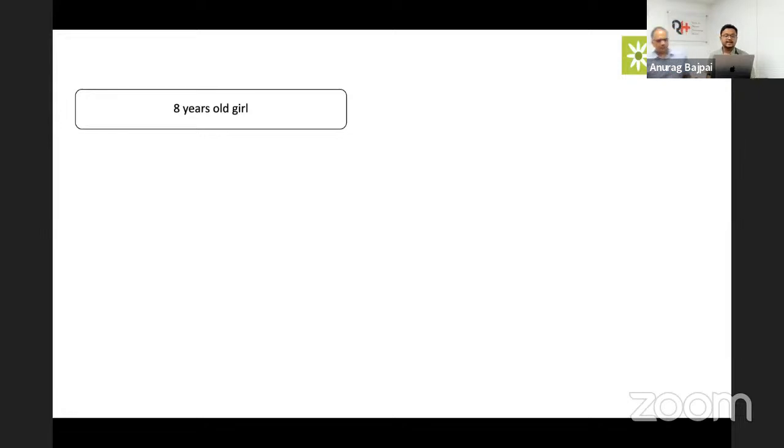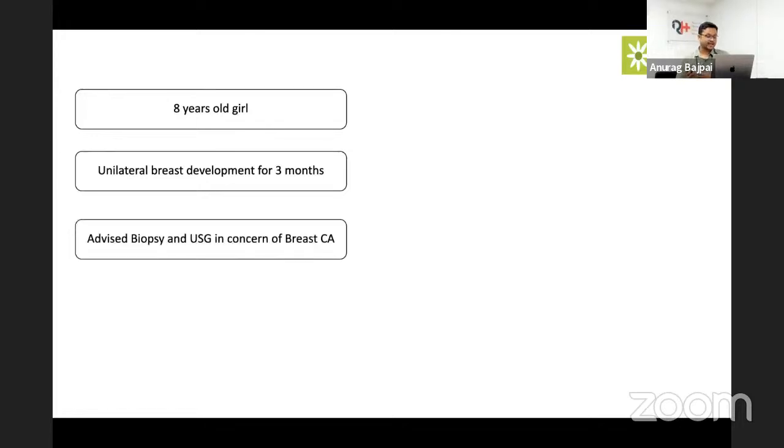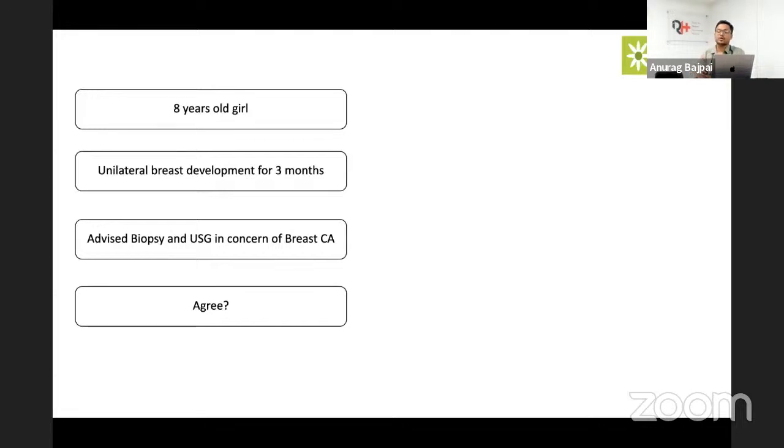So the next case, an 8-year-old girl presented with unilateral breast development for the last 3 months. Again, the parents were anxious. They went to a nearby pediatrician, and she advised that the child requires a biopsy and USG, in concern of breast CA. So do you agree with this diagnosis of breast CA in this child? And do you recommend these unnecessary treatments in this child? So how common is breast carcinoma in girls at this age?